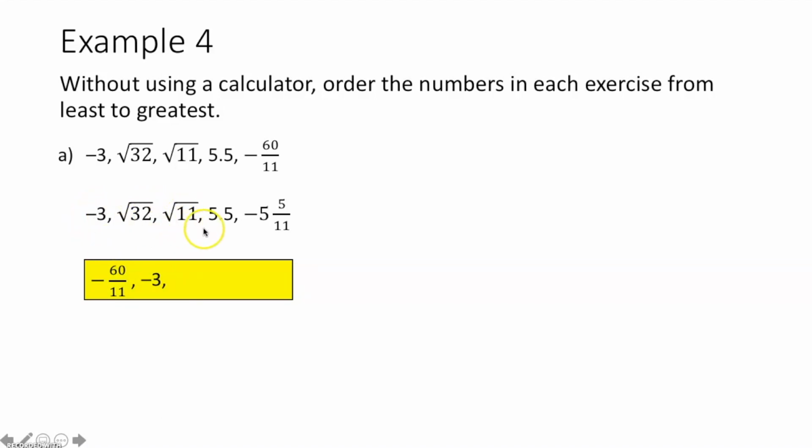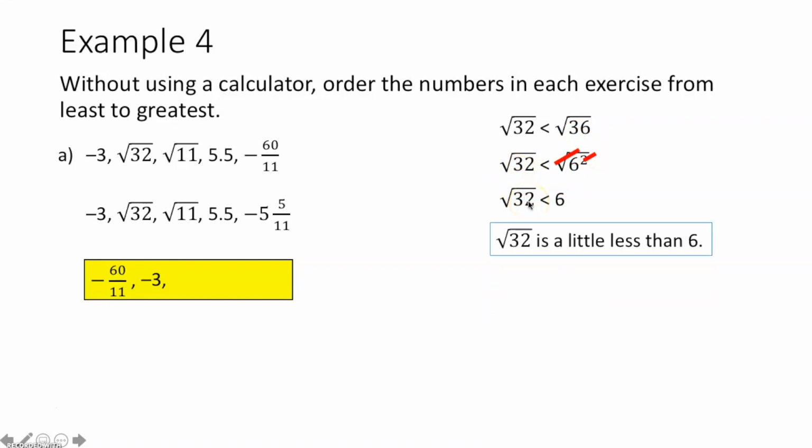We then have to decide between these 3 positive values. So let's figure out what these radicals are. First, rad 32. 32 is not a perfect square, but it is close to 36, which is a perfect square. So rad 32 must be a little bit less than rad 36. We pick rad 36 because we know what the square root of 36 is. 36 is the same as 6 squared, and these cancel out, so we just get 6. So that means that rad 32 must be a little bit less than 6.